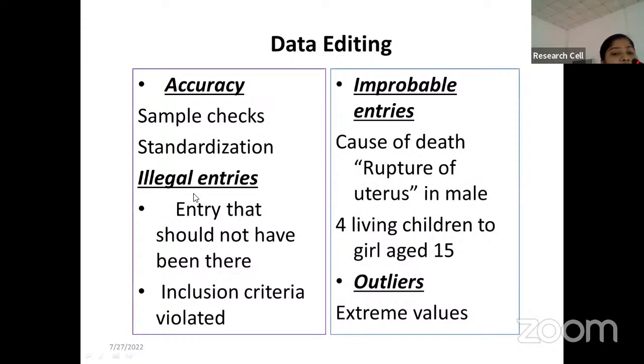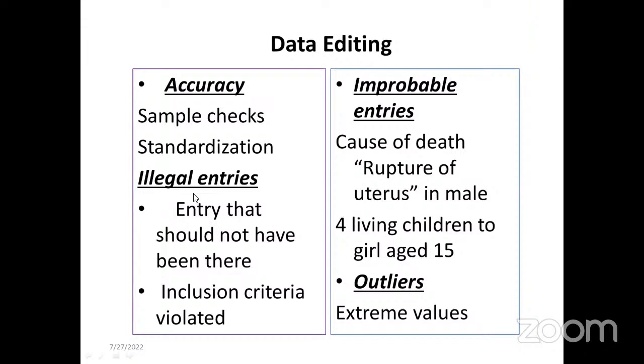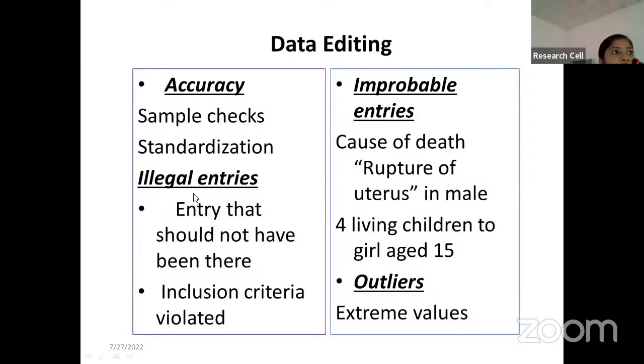You need to take care of the illegal entries, for example, entries which are not expected to be there, like suppose we are violating the inclusion criteria. If your inclusion criteria says that your participant should lie between the age group of 10 to 20, you should take care that all the entries made are between the age group of 10 to 20. If the participant is 25 or 30 years, then you need to have the answer for that.